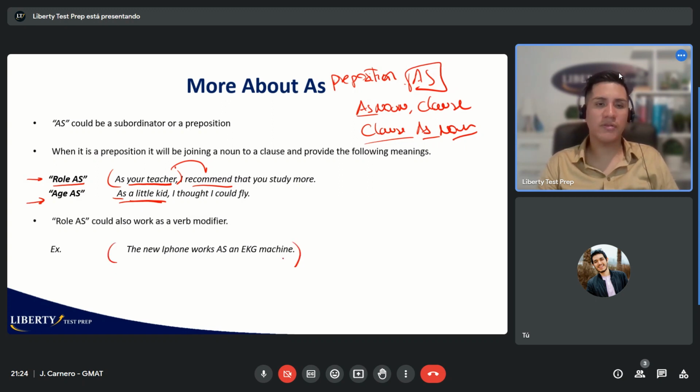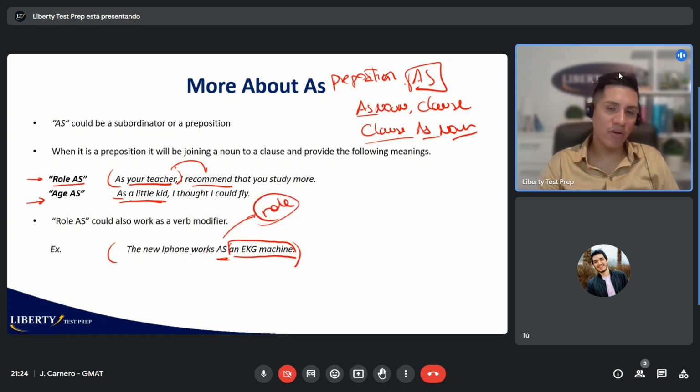Another example would be this. The new iPhone works as an EKG machine, right? So in this case, you have that as a role. Functions as, or works in the way of, or behaving as an EKG machine. So that's what they're trying to do.